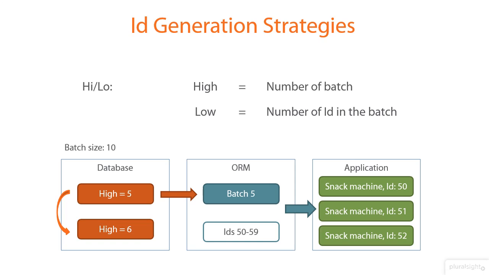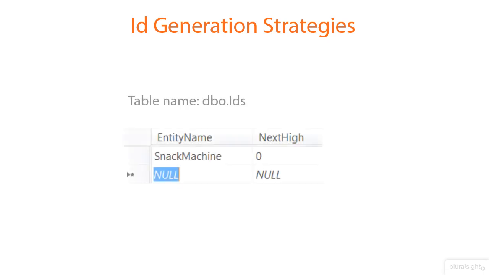This approach also means that we need to have a separate table to keep track of the batches that have been issued so far, like this. You can see there is a row for the Snack Machine entity. Basically, all entities in our model will have separate rows here. You can check out this Stack Overflow answer if you want to learn more about the high-low algorithm. Generally speaking, it is mostly a matter of taste whether you choose GUIDs or high-low. For this course I use the high-low algorithm, but it's perfectly fine if you prefer GUIDs instead.